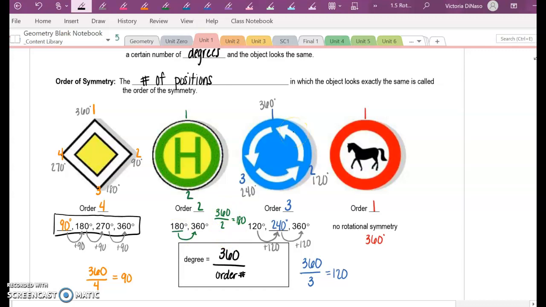The next one, my order is 3. So I take 360 divided by 3 to get 120. So I start at 120, get to the next one by 120 plus 120, 240. To the next one, 240 plus 120 is 360. And this last one, I only have an order of 1. So let's go from start to finish.